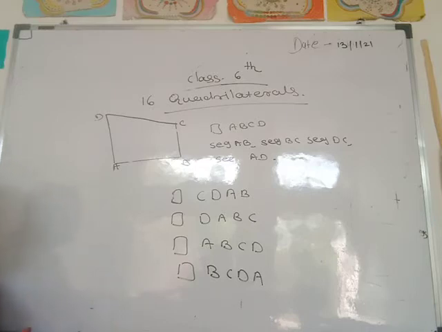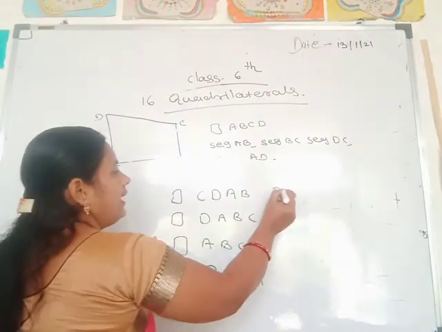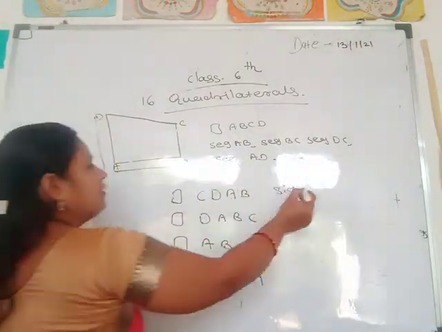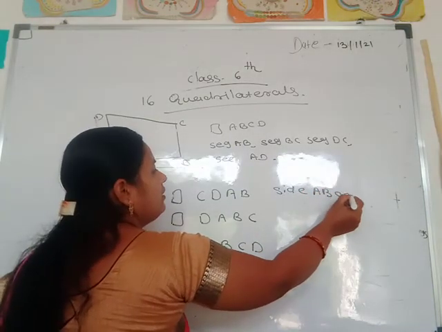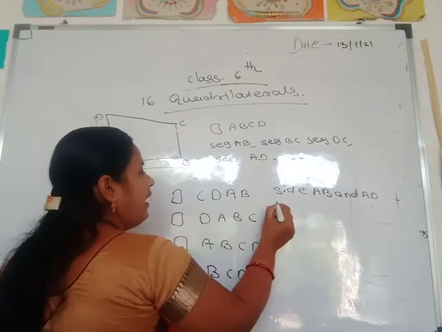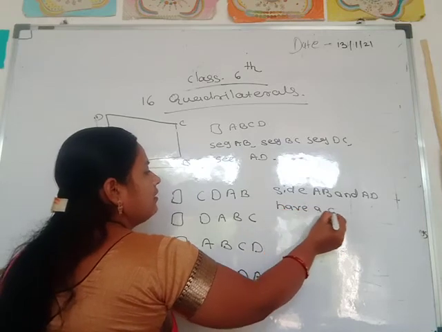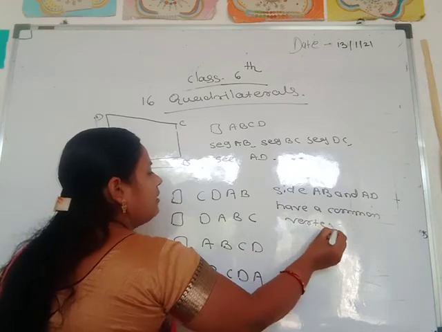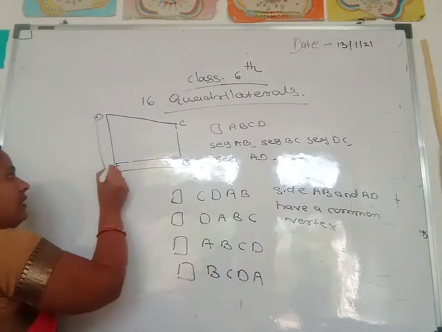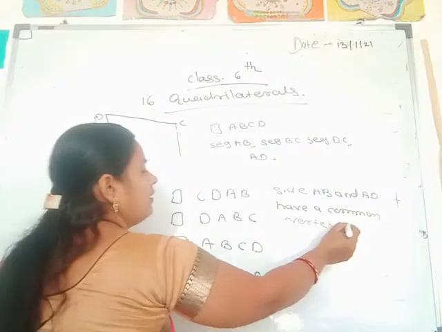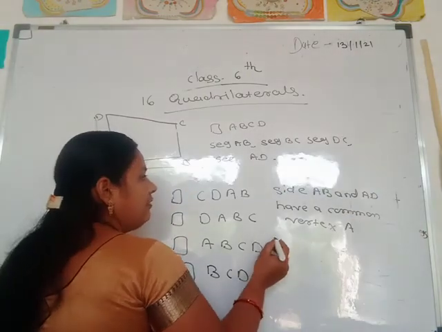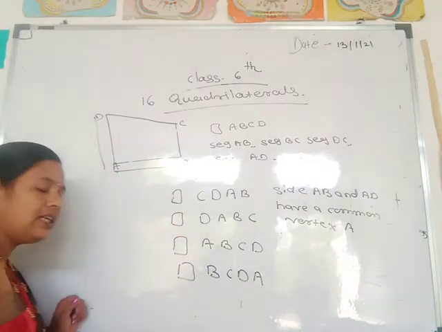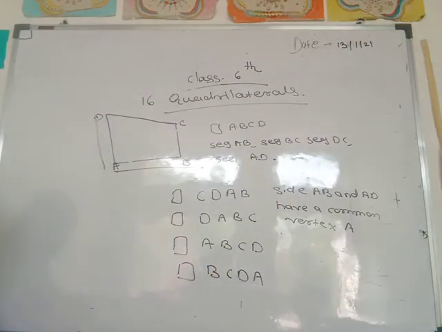See here, which sides? AB and AD. Sides AB and AD have a common vertex. Which common vertex? This common vertex, point A. Therefore sides AB and AD are the adjacent sides of this quadrilateral.